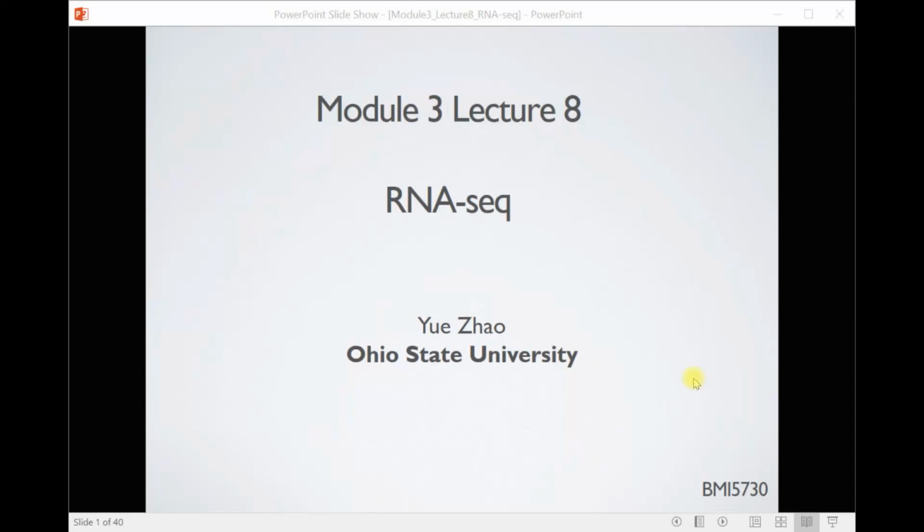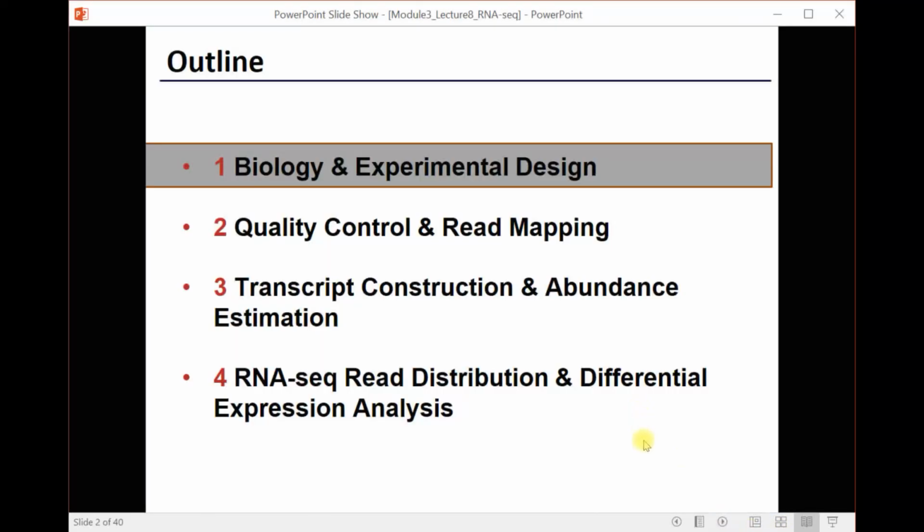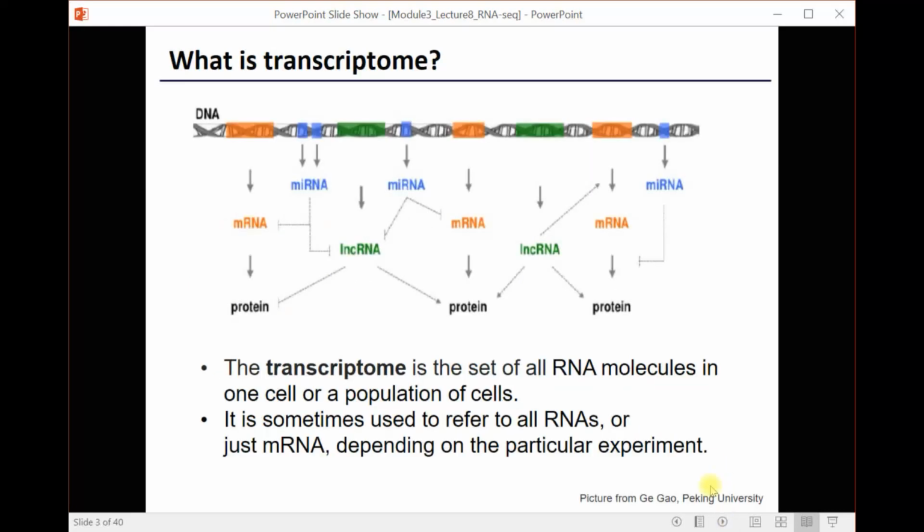In this lecture, I will talk about RNA-seq. So first, I will talk about the biology and the experimental design in RNA sequencing.